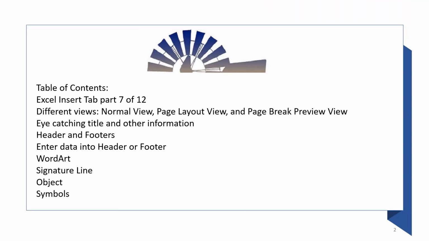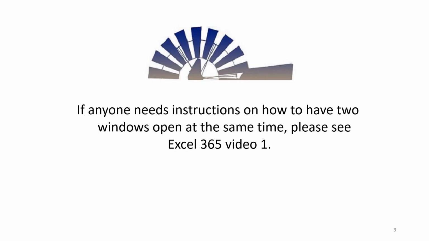Table of Contents, Excel Insert tab, Part 7 of 12: Different Views, Normal View, Page Layout View, and Page Break Preview View, Eye-catching title and other information, Header and Footers, Enter data into header or footer, WordArt, Signature line, Object, Symbols. If anyone needs instructions on how to have two windows open at the same time, please see Excel 365 Video 1.